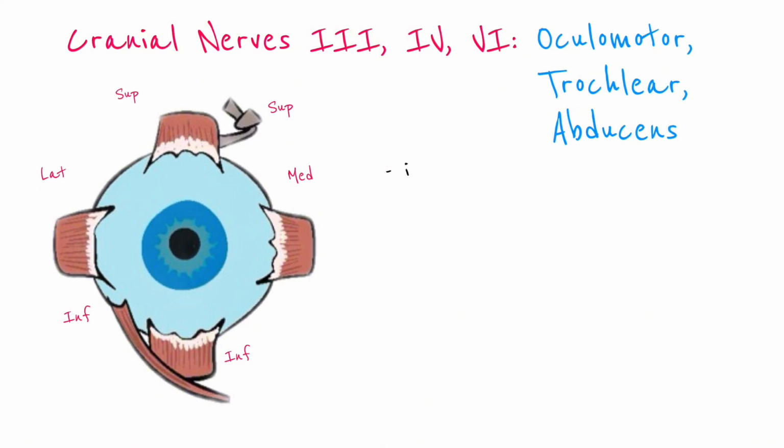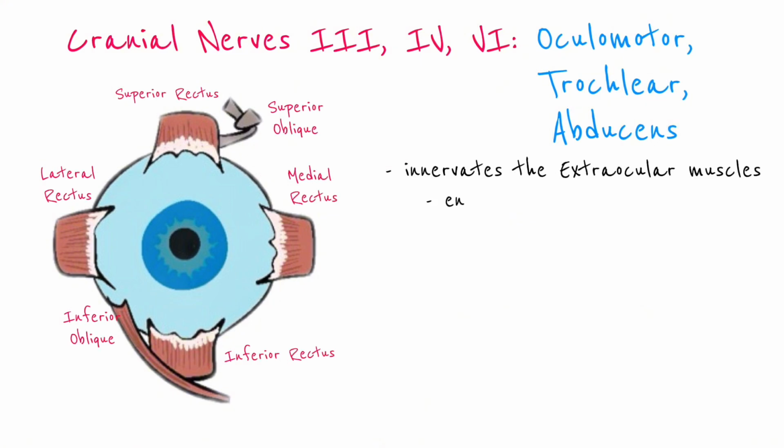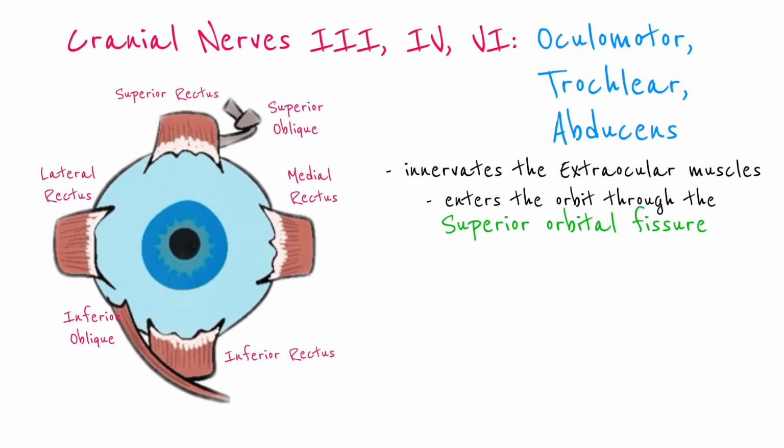Cranial nerves 3, 4, and 6, which are the oculomotor, trochlear, and abducens nerves, respectively, innervate the extraocular muscles. These nerves enter the orbit through the superior orbital fissure. The trochlear nerve innervates the superior oblique, which is for intorsion, depression, and abduction eye movement. The abducens nerve innervates the lateral rectus muscle, which is for abduction.